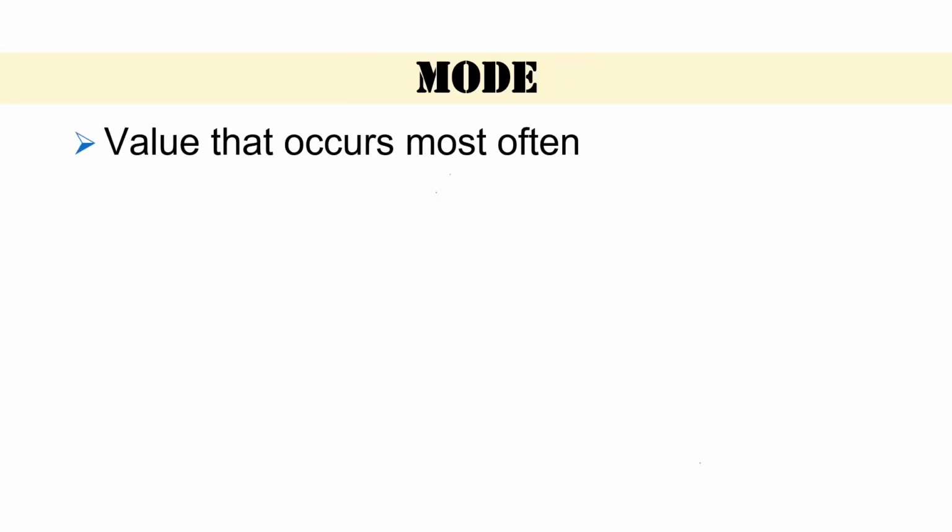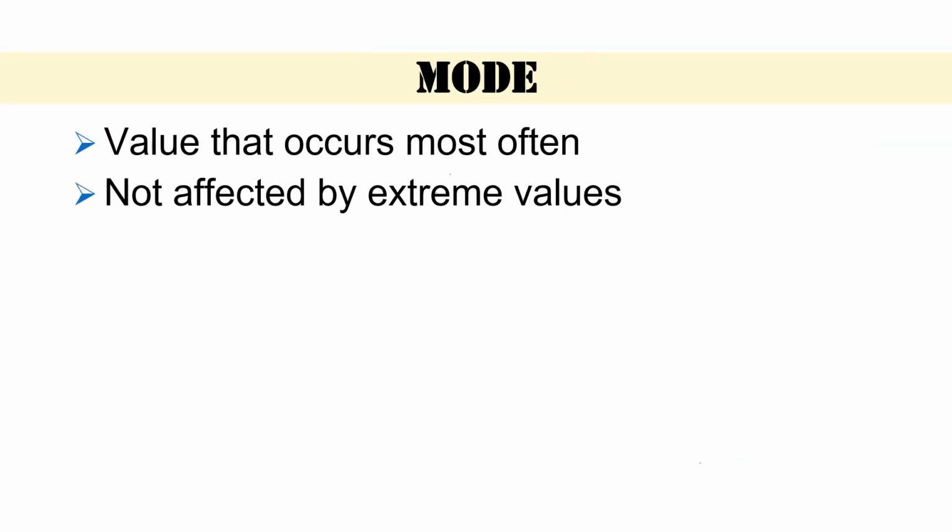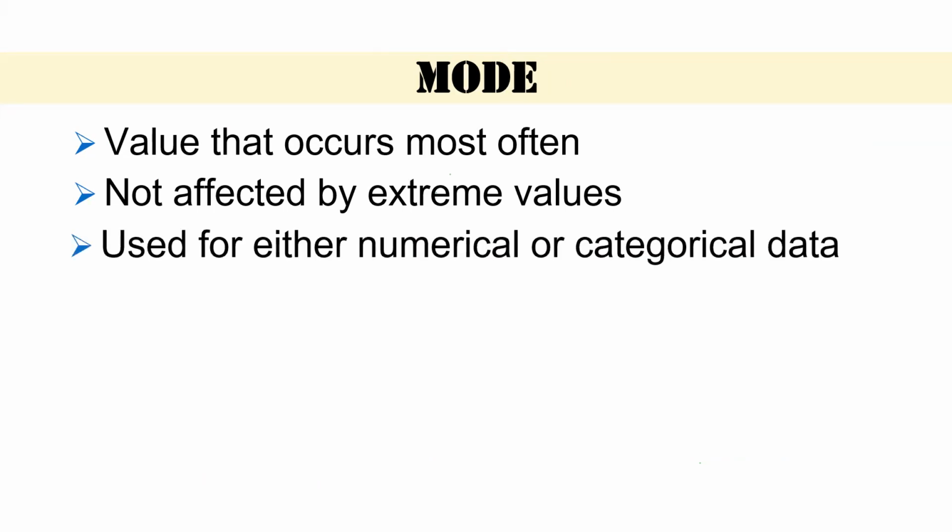Let's talk about the mode. The mode is just the value that occurs the most often. What's good also with the mode is that it is not affected by extreme values or outliers. It's used for either numerical or categorical data, meaning the mode could be used for any level of measurement. If it is nominal, ordinal, interval, or ratio, the mode can be used.